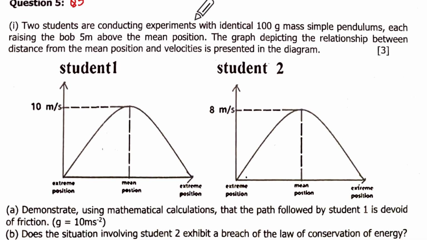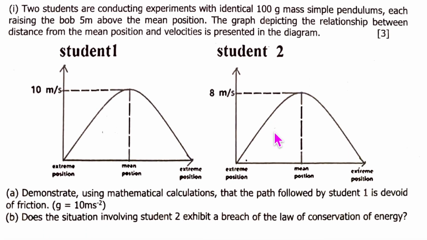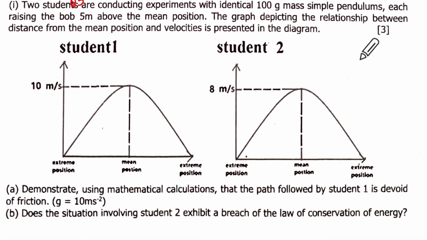Two students are conducting experiments with identical 100-gram mass simple pendulums, each raising the bob 5 meters above the mean position, and the graph depicts the relationship between the distance from the mean position and the velocities. Demonstrate by using mathematical calculations that the path followed by student 1 is devoid of friction.